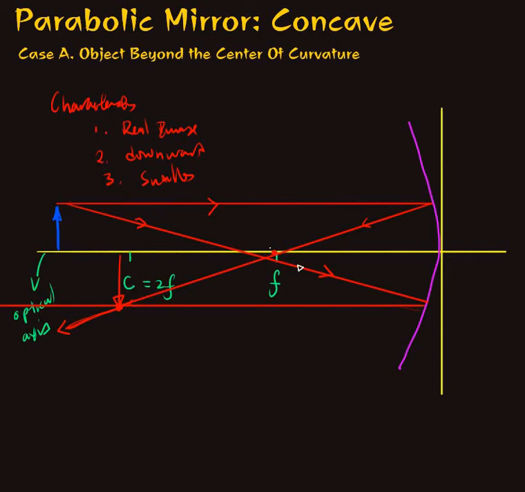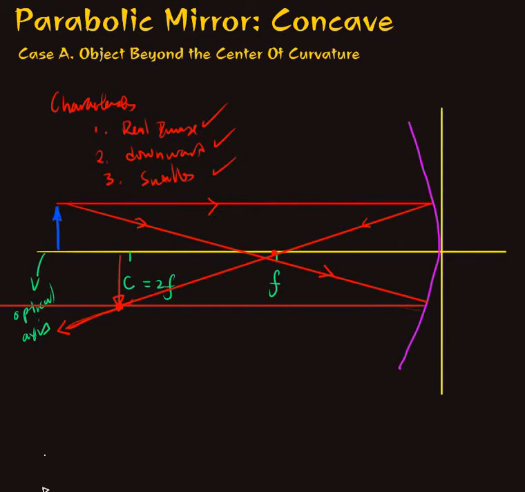If we had come through the focus here, this ray would be going all the way in this direction, and it would show you that the image is slightly smaller. But usually, for parabolic mirrors, when the object is beyond the center of curvature, the image is going to be real, it's going to be downward, and usually it's going to be smaller. Unfortunately for us, it doesn't seem smaller, but it is.